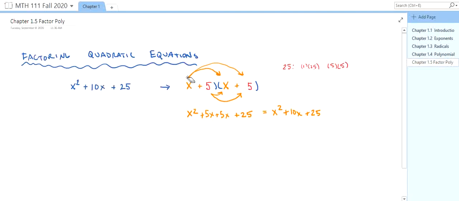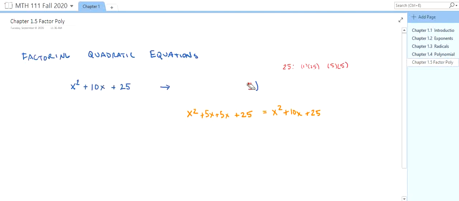So let me redo this. When we have x squared plus 10x plus 25, and we're going to factor an equation, what we need to do is figure out what two terms. Now, not all equations are factorable by real numbers. They're all factorable, but not necessarily by real numbers. We're really only concerned with real numbers here.